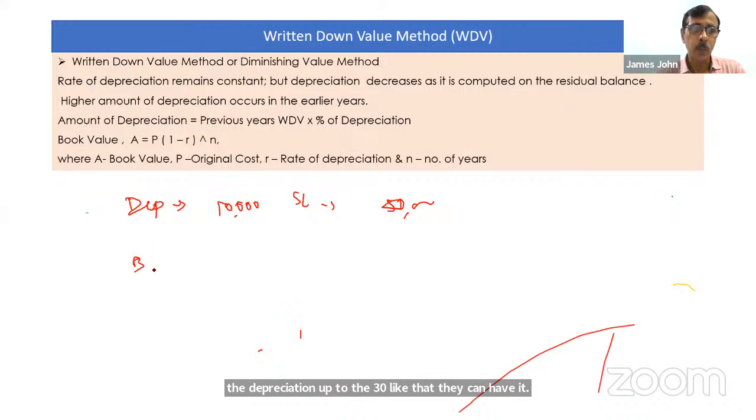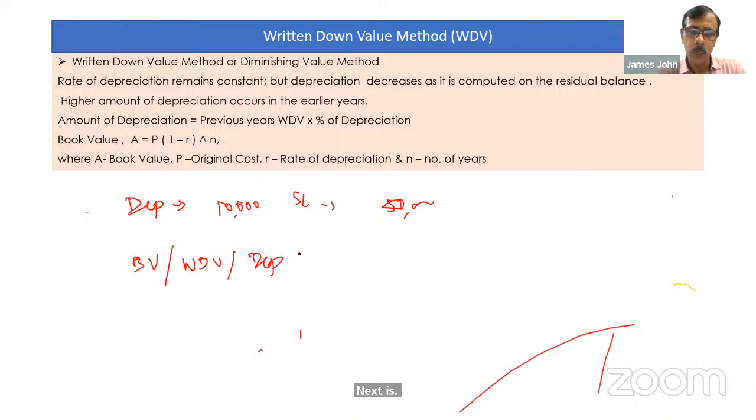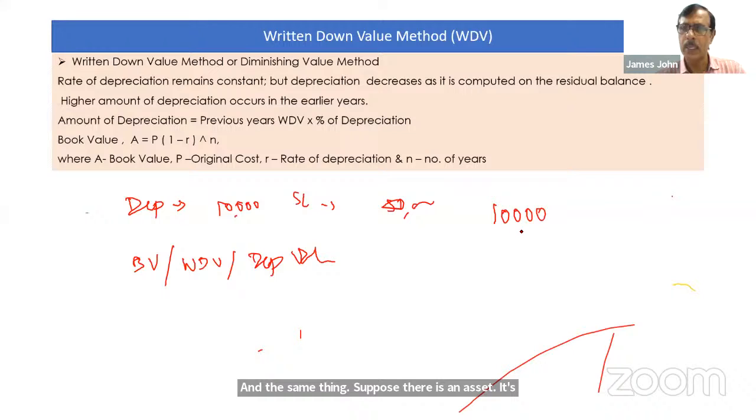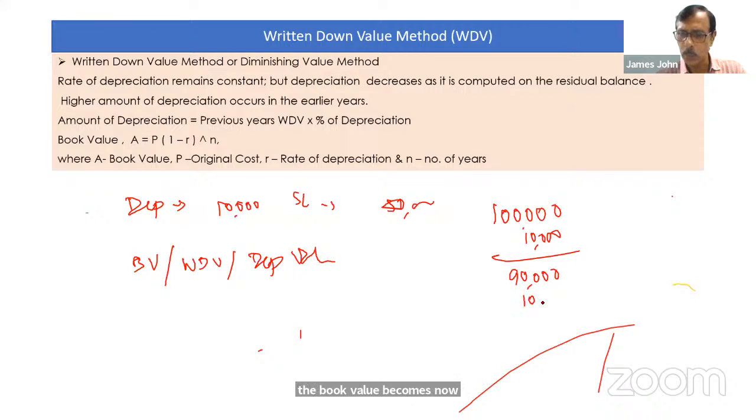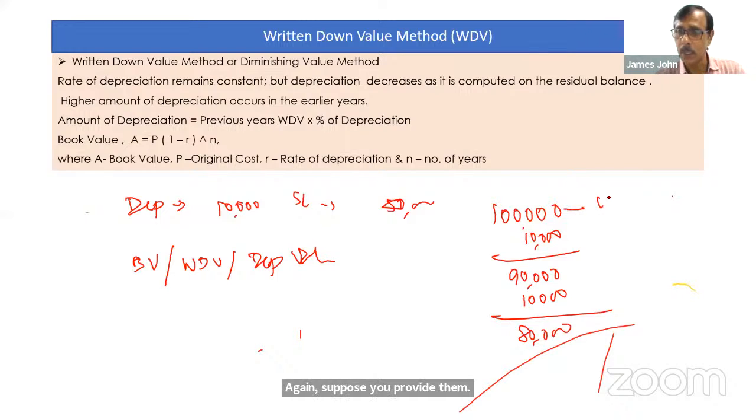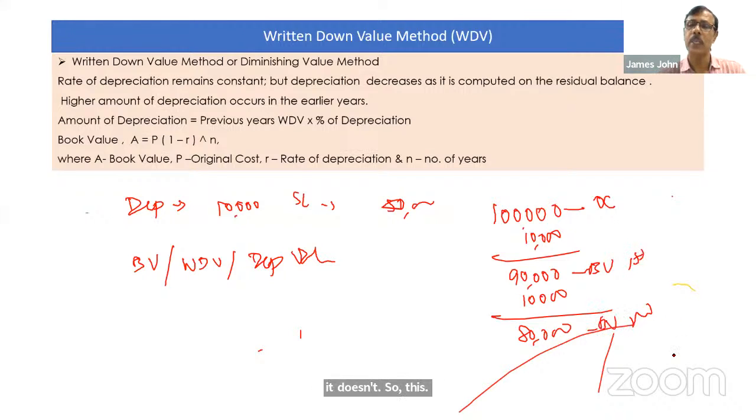Next is book value, or written down value, or depreciated value. All are one and the same thing. Suppose there is an asset, its original cost is 1 lakh, and you have provided a depreciation of 10,000 the first year. So the book value becomes 90,000. Again, suppose you provide 10,000, the book value becomes 80,000. So this is the original cost. This is the book value at the end of first year. This is the book value at the end of second year, and so on.